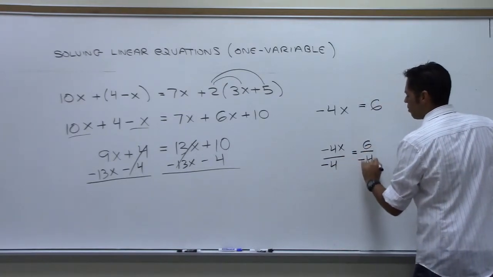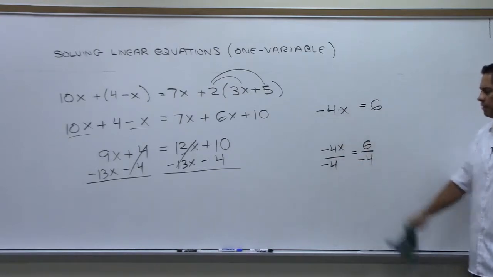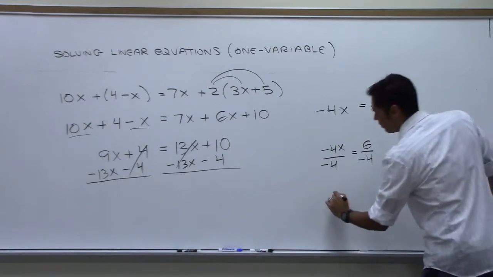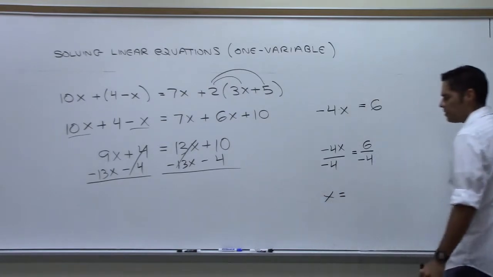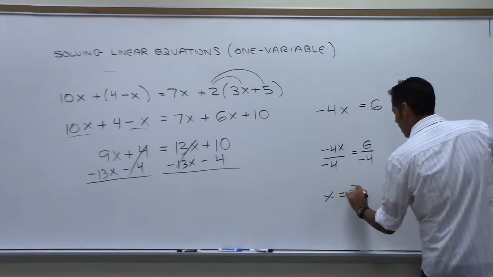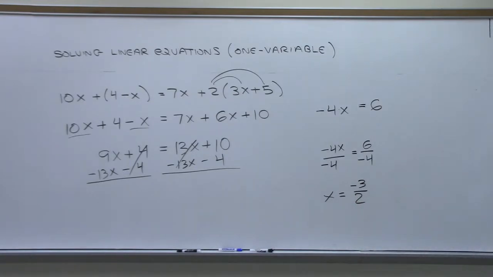And that's because you are trying to undo multiplication, right? There's multiplication there. You're trying to undo it. You undo it with division. The left side of the equation will turn into x. And the right side, 3 over 2 negative, right? So could I write this? Negative 3 over 2. Would that be correct? Yes?